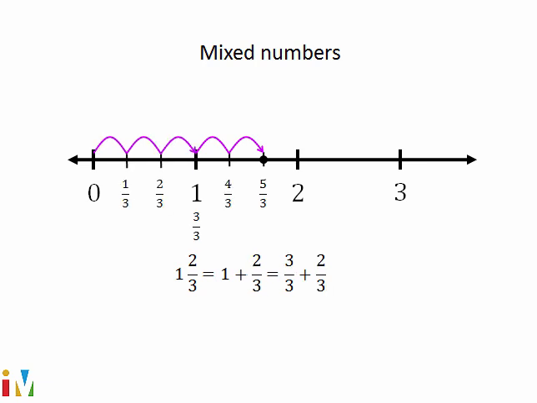Then they write the whole number as an equivalent fraction with the same denominator as the fraction they already have, so 1 is the same as 3/3. Then they can add all the thirds together. This is how they can explain the equivalence of 1 2/3 and 5/3.